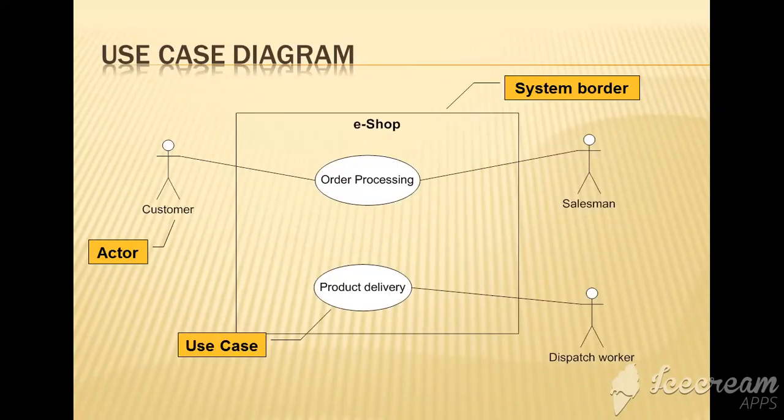See now the use case diagram, where we have the eShop as an example. The customer processes the order, and for the salesman, the system order is there. The customer will put the order here, and the salesman will take that order, and then the product. As soon as the customer processes the order, the salesman takes the order. The product delivery will be there, and then the worker dispatches it to the customer. So this is a simple use case diagram.